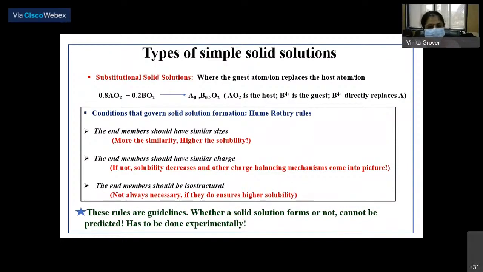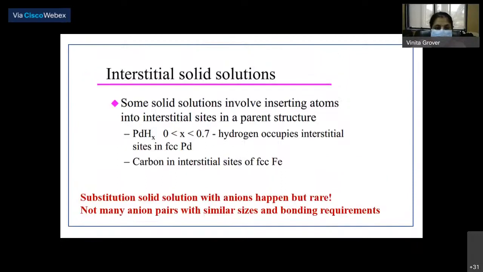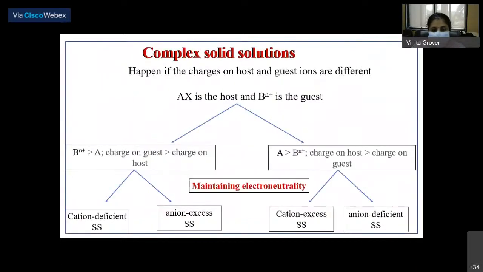Then types of simple solid solution and the three rules. That is, two members will form a solid solution if they have similar size, similar charge, and isostructure. However, all these are not very necessary, and a little bit here and there works, but then we fall into the regime of complex solid solution. Okay, then we read about substitutional and interstitial solid solutions.